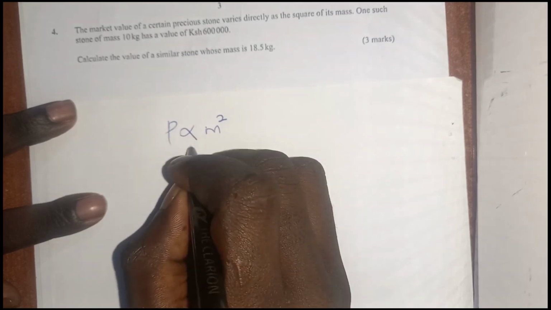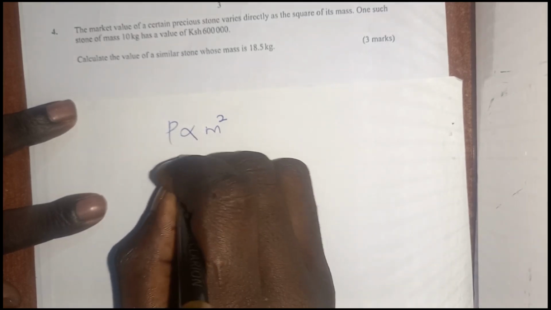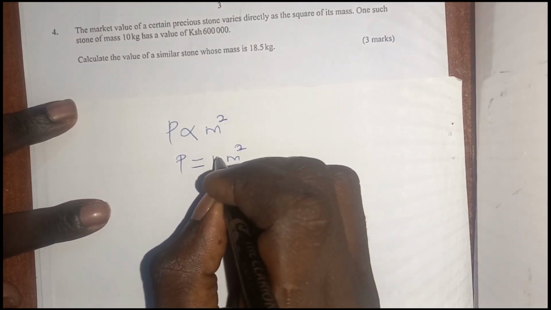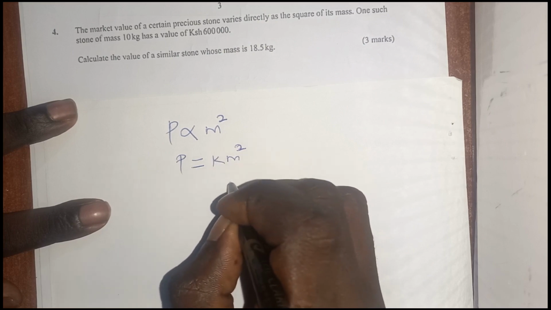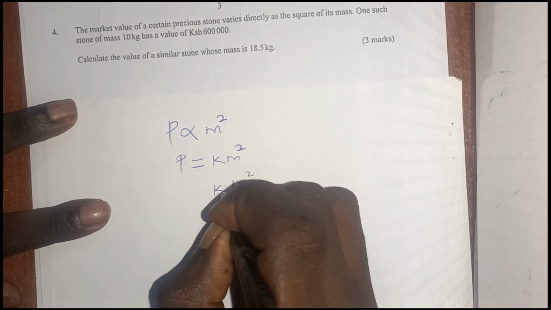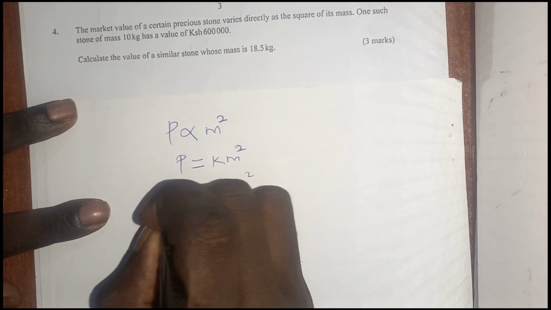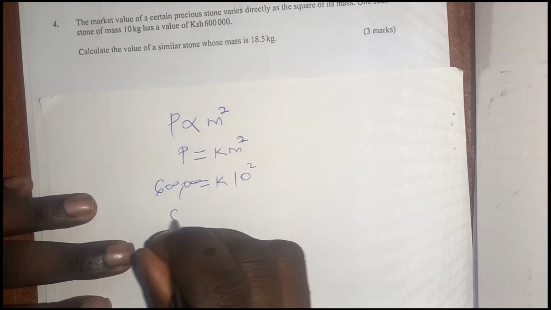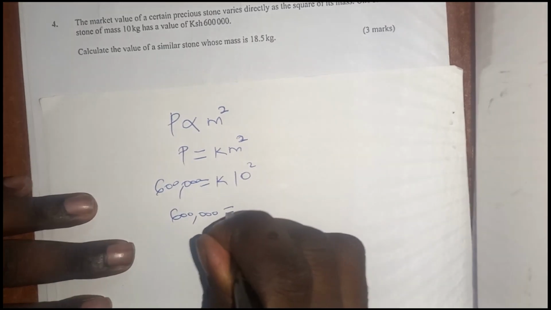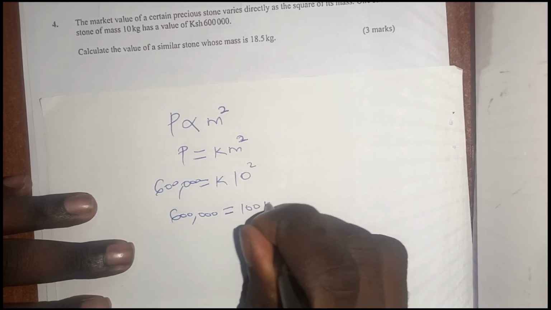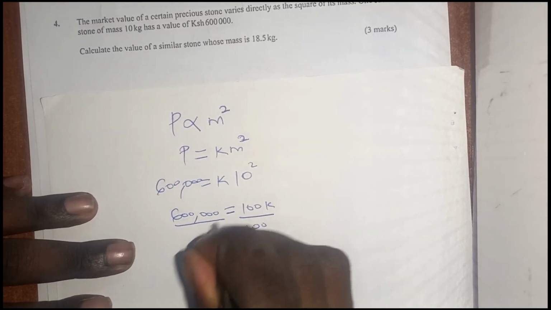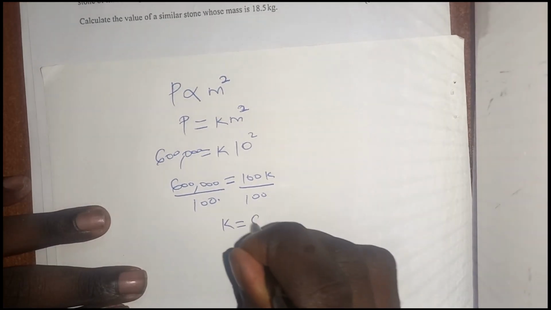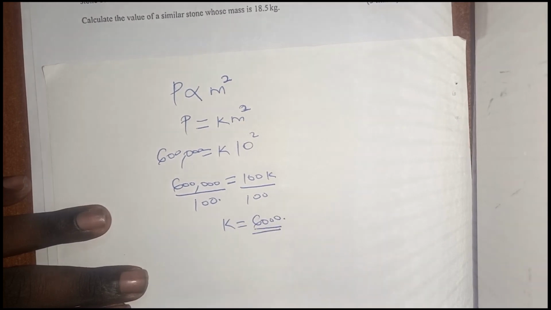So first of all, if it varies, then there has to be a constant, right? So it's going to be P equals km squared. Now one such stone which is 10 kgs in mass, so it's going to be 10 squared multiplied by k, is having a price of 600,000. So that's going to be 600,000 equals 100k, divided by 100 on both sides. That gives us k, which is the constant, equal to 6,000, right?